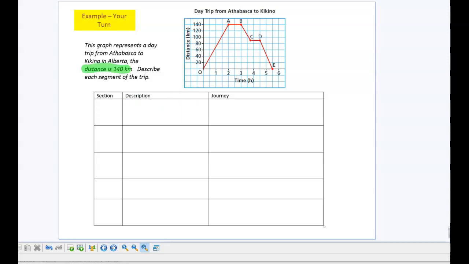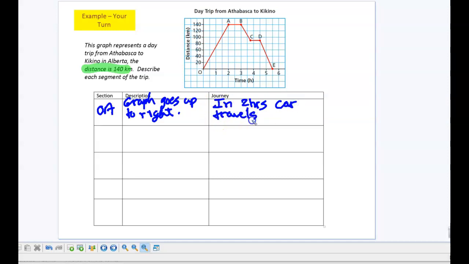Okay, hopefully you've had a chance to try this one. So let's take a look at section OA. And in this section, the graph goes up and to the right. So you could add, if you want, as time increases, the distance from Athabasca also increases. And in the journey, it looks like in 2 hours, the car travels 140 kilometers.